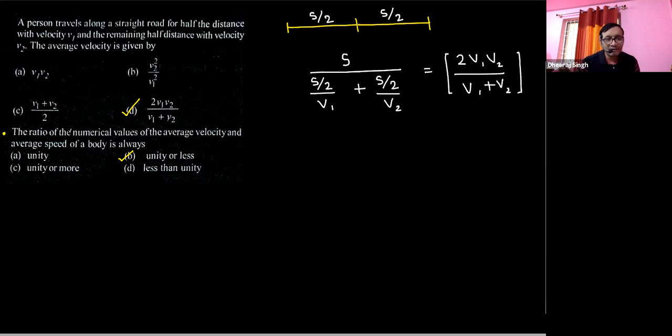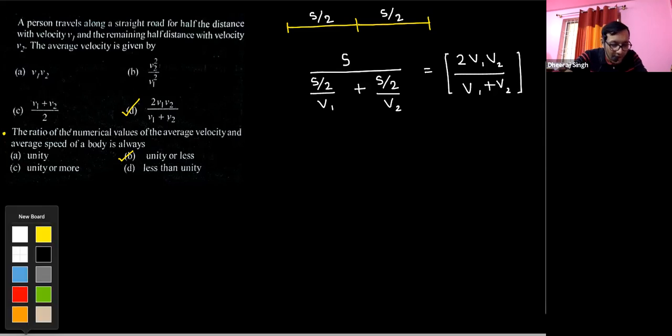Alright guys, so this is just a small part of the chapter that talks about uniform motion. Now let's talk about accelerated motion, which is the bigger section of the chapter. Write down: accelerated motion, with respect to motion in 1D.